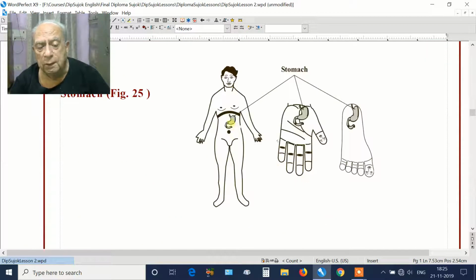Then stomach, it is below the diaphragm. This is a diaphragm in the body. It is a membrane in the body which separates the chest organs from the abdominal organs. It exists in the body. So here stomach is there. So here we have taken this line as a diaphragm. This you will see later on also. So this is the stomach correspondence point.